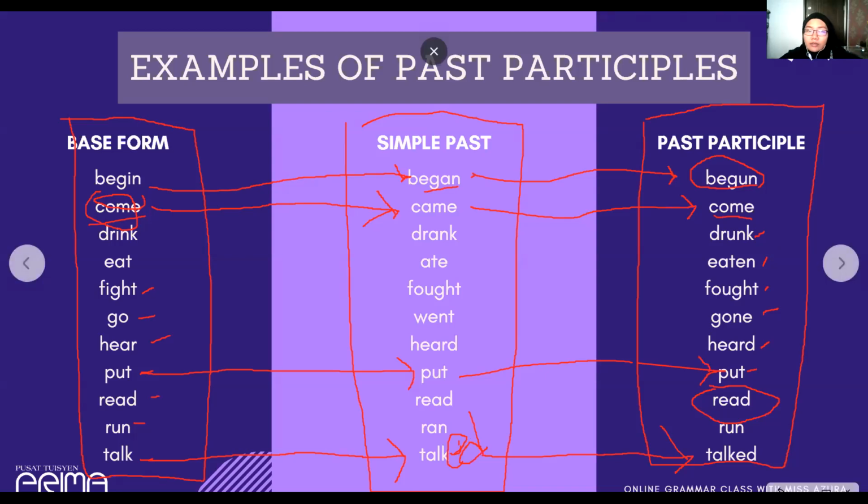Some students will be asking, "Teacher, so how do I remember these past participles?" Just like how there is no specific formula on how to remember the simple past words, the same applies to past participles. What you have to do is to read a lot and practice using these words, and you will eventually get used to it. Okay, so yeah, read a lot and use English a lot.